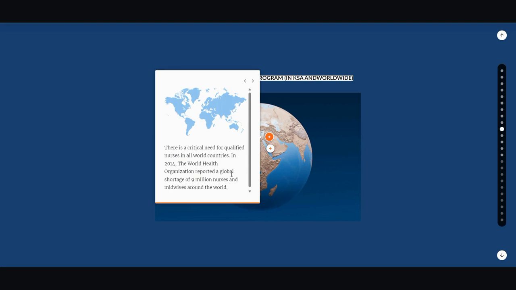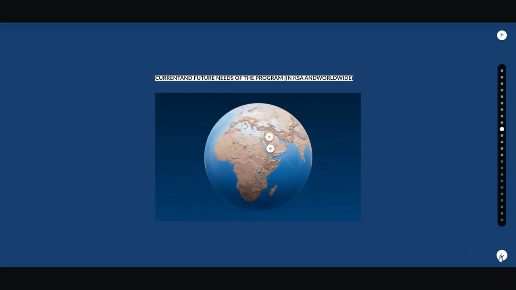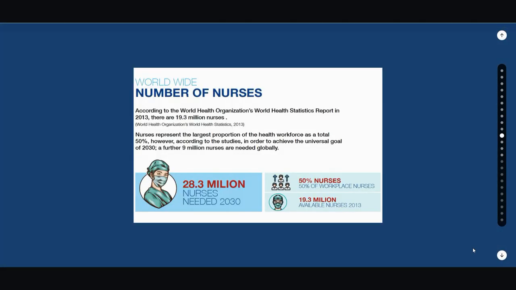So in 2014, the World Health Organization reported a global shortage of 9 million nurses and midwives around the world. This is how much we need nurses. According to the World Health Organization, there are 19.3 million nurses worldwide. Nurses represent the largest proportion of the health workforce, a total of 50%. However, according to the studies, in order to achieve the universal goal of 2030, a further 9 million nurses are needed globally.